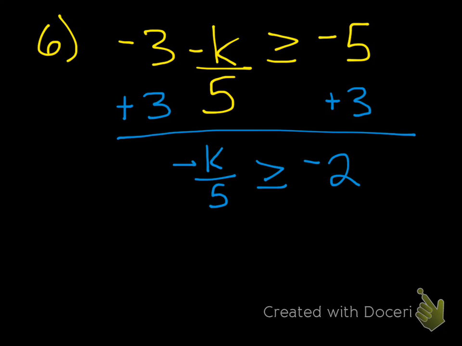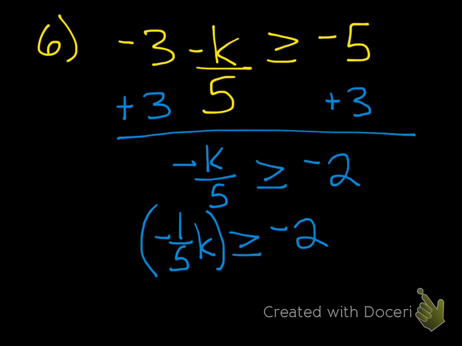Okay, now you could do a couple things. What I would do, especially if you're struggling, is that negative k over 5 is the same thing as negative 1/5 times k is greater than or equal to negative 2. All right, so how do we get rid of a fraction? Remember, you multiply it by its reciprocal. So the reciprocal of negative 1/5 is negative 5 over 1. All you're doing is flipping it upside down, right? Because now my 5's cancel and my 1's cancel.